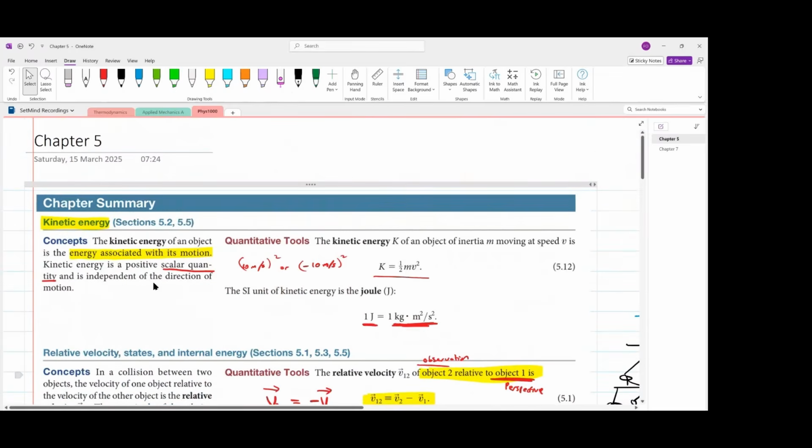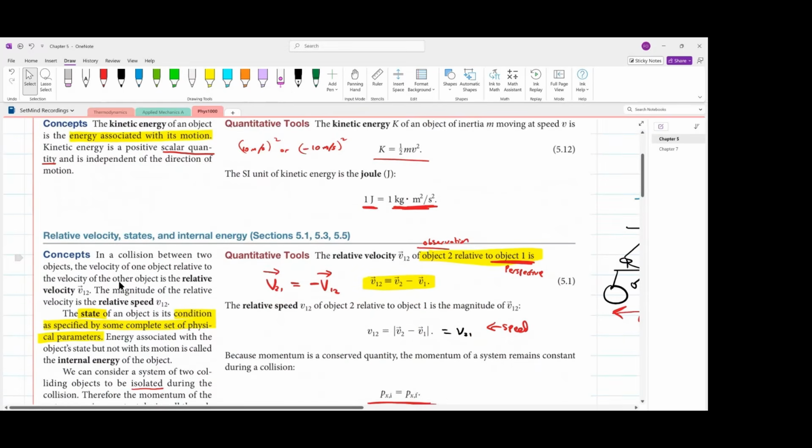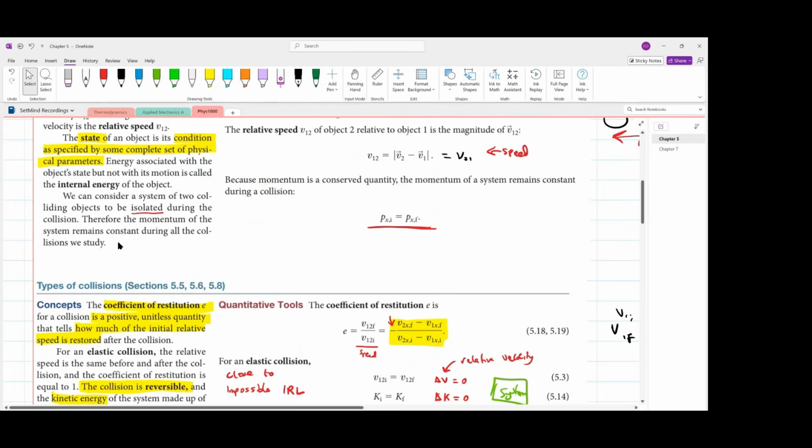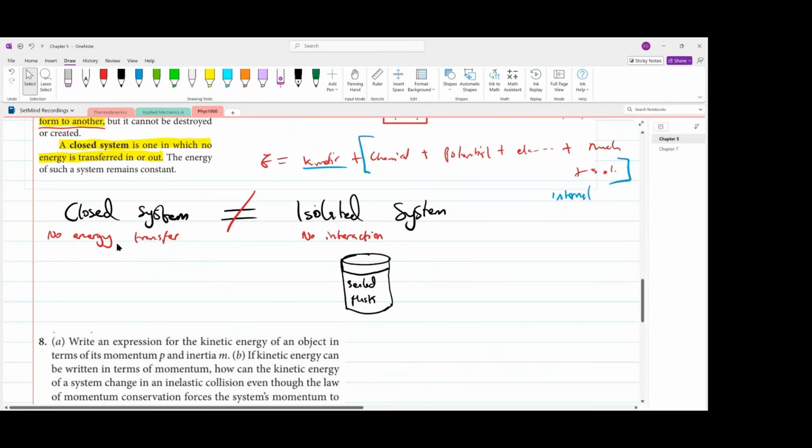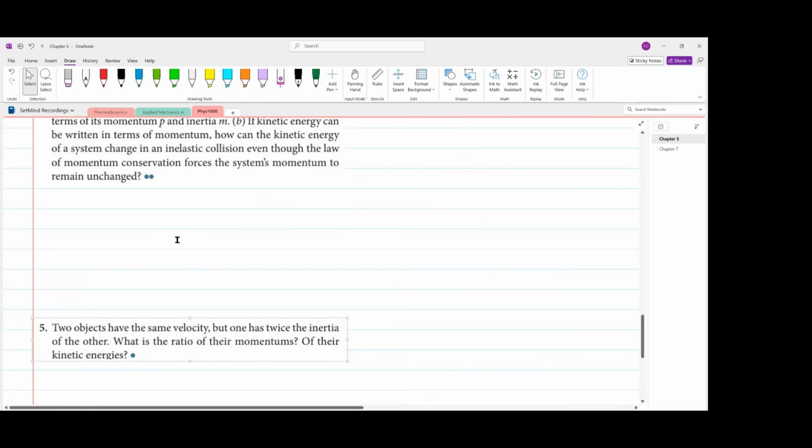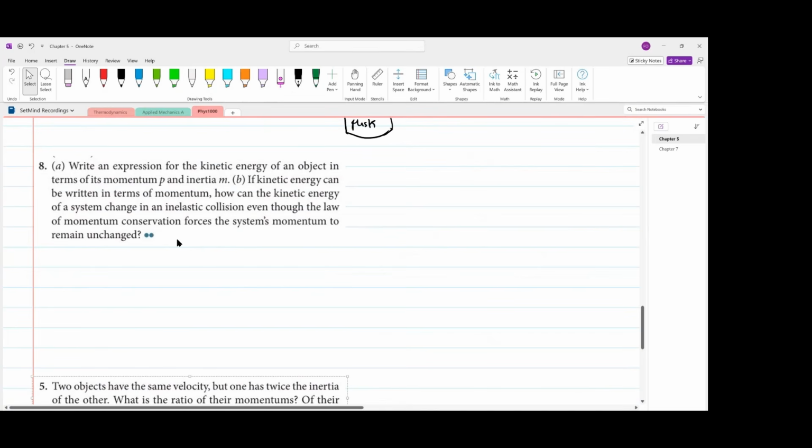But yeah, so we've looked at energy, and this chapter is almost like a teaser because chapter 7 is the real deal. We're going to look at questions, and then hopefully look at chapter 7 in the next video. Okay, so let's start with the questions.